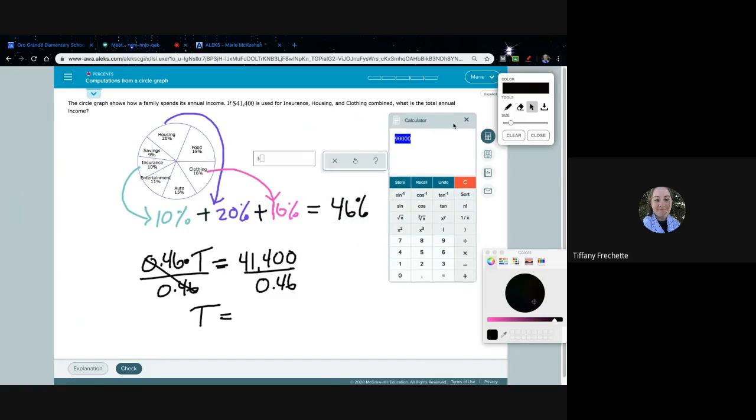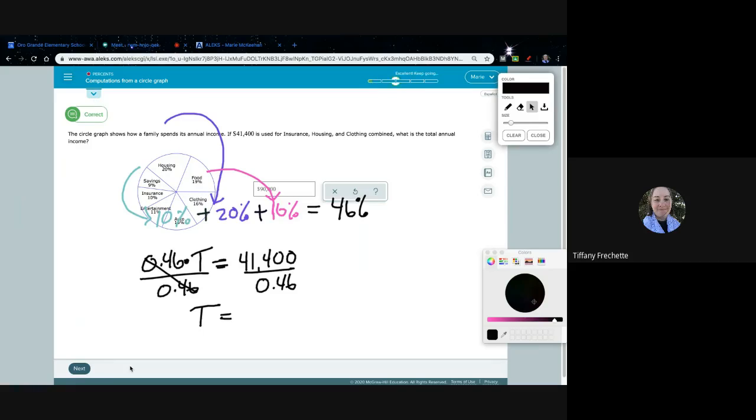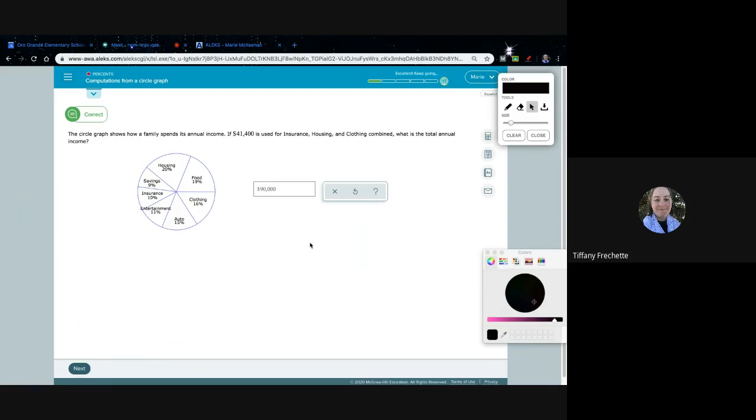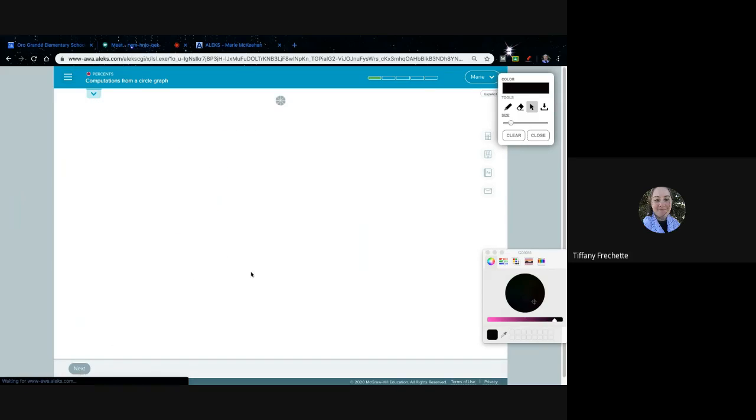So this household makes $90,000 per year. So that's their annual budget. That's a pretty good household income there. All right.